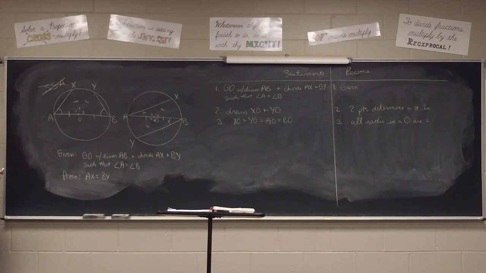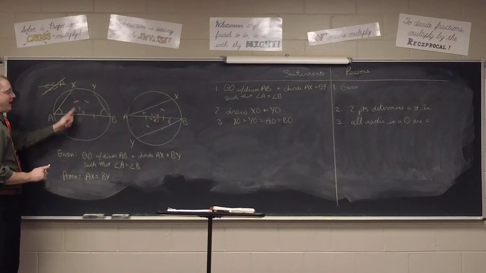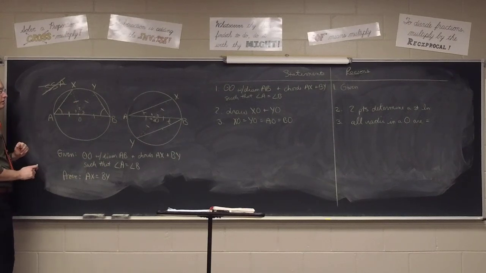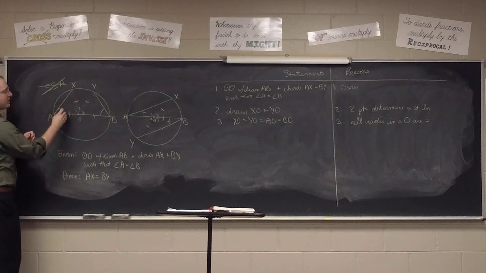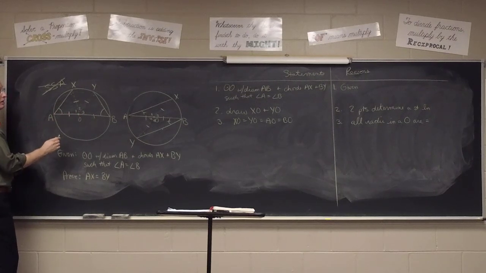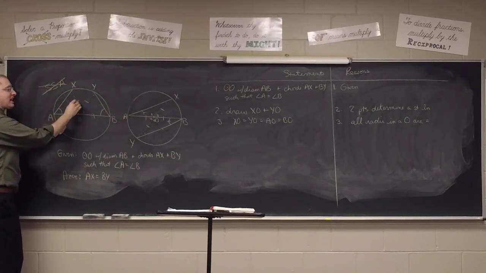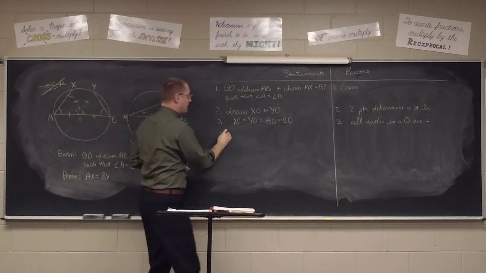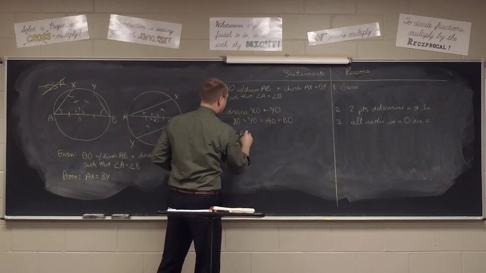No, 1 is across from AX. What's across from OX? What's across in this triangle? What's across from OX? A. What's across from AO? X. So since these sides are equal, these two angles must be equal. Number 4, we can state that angle A must equal angle X.